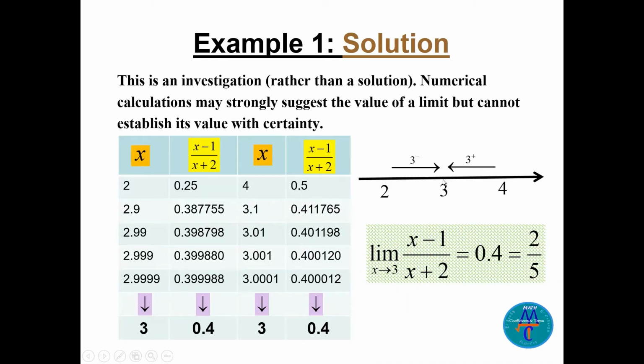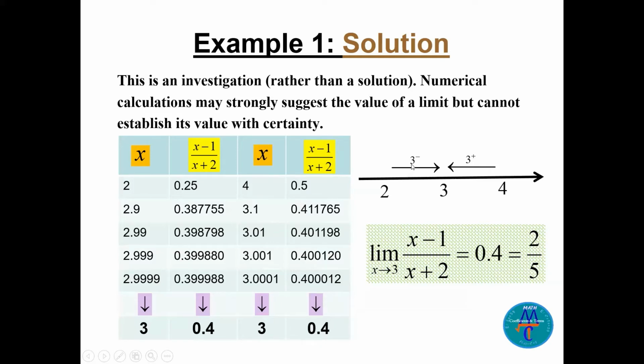So we are going closer to 3. So the number will be 0.411, etc. Take another x, 3.01. Then take another point, 3.001. Then another point, 3.0001. Then you can take as many numbers as you like closer to a. So this x here, it will come closer to the a, 3. And then the limit here becomes 0.4.